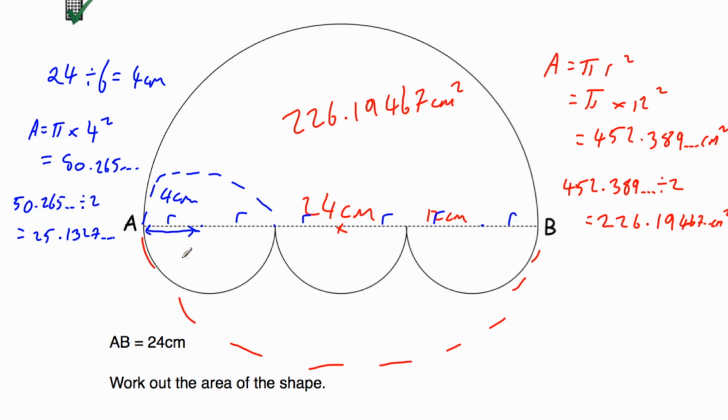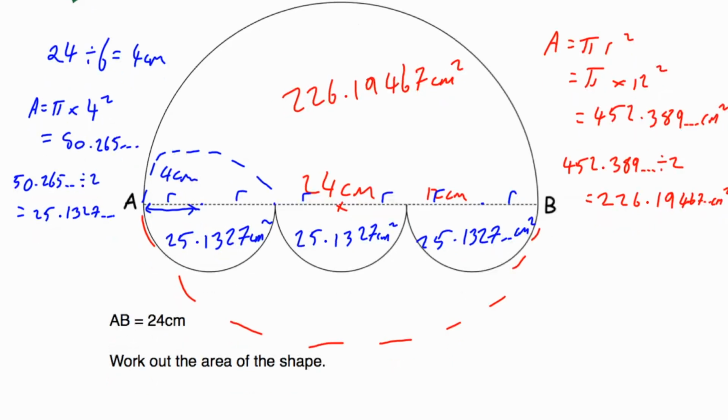So that's the area of one of our smaller semicircles, 25.1327 centimeters squared. This one would have the same area, 25.1327 centimeters squared, and this one would have the same, 25.1327 and so on centimeters squared. And if we add these together, that will tell us the area of the whole shape. So let's do that.